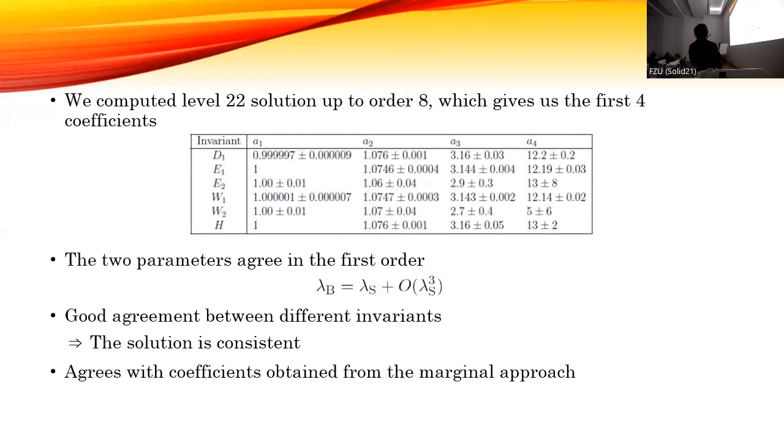So here there are some actual results which you get. These are from the level 22 solution, which was computed up to order 8. So it gives us the first 4 coefficients. Here you have some list of the invariants, and here are values for the coefficients. You can see that some of them are more precise, some of them are less precise.